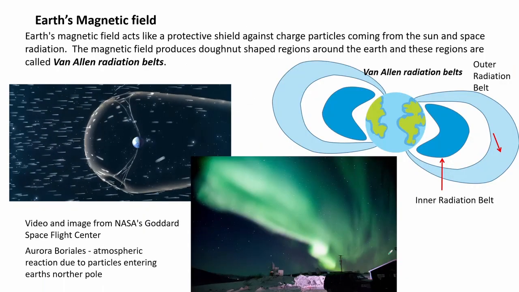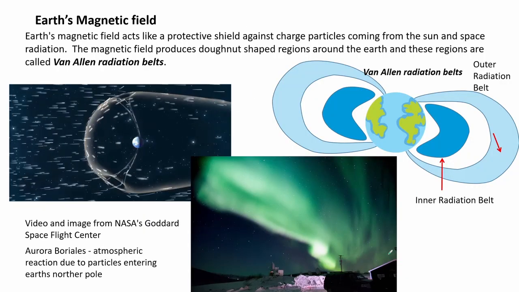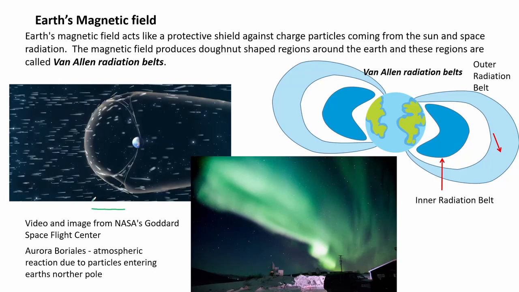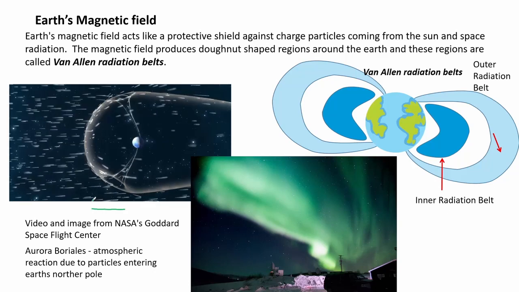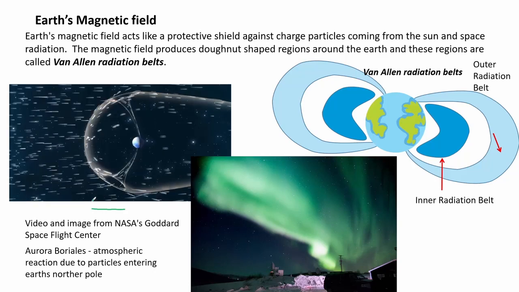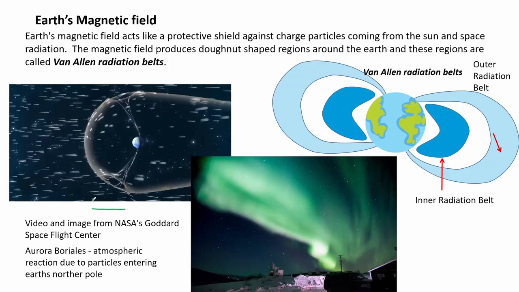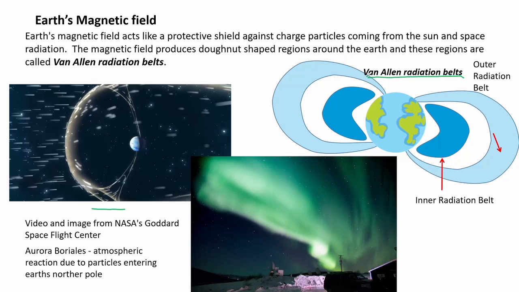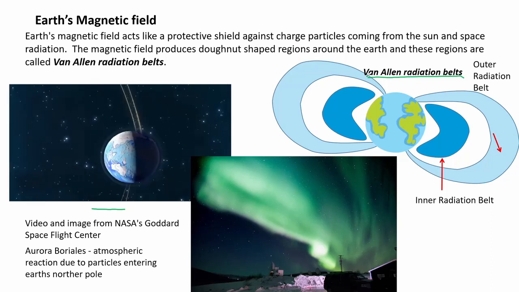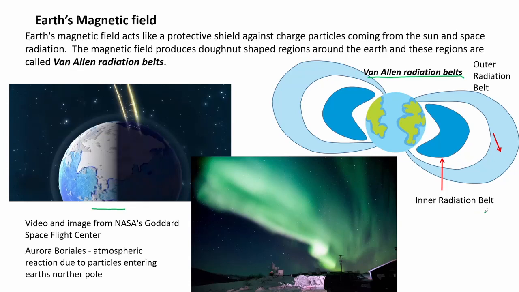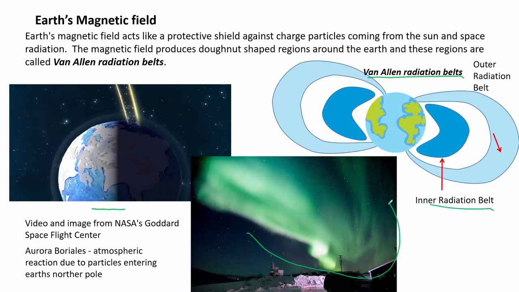Earth's magnetic field acts like a protective shield against charged particles coming from the sun and space radiation. The magnetic field produces donut-shaped regions around the Earth, and these regions are called Van Allen radiation belts. When the particles from space enter Earth's atmosphere, they react with it, causing the formation of northern and southern lights. Shown here is the aurora borealis.